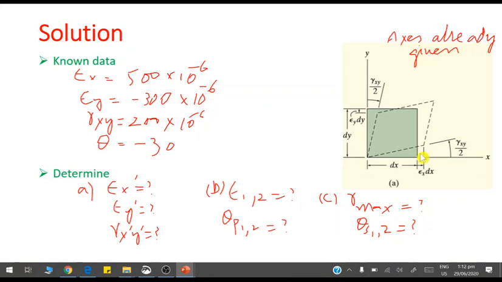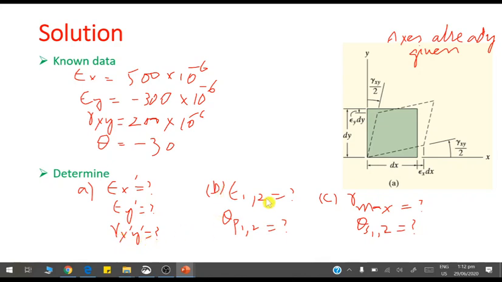The solution: this diagram is shown. The axes are given already, so there is no need to draw them, but use them as they are. This is the x-axis, this is the y-axis, and the known values are epsilon x equal to 500 times 10 to the minus 6, epsilon y equal to minus 300 times 10 to the minus 6, gamma xy equal to 200 times 10 to the minus 6, and theta equal to minus 30. In part A we have to determine epsilon x prime, epsilon y prime, and gamma x prime y prime.